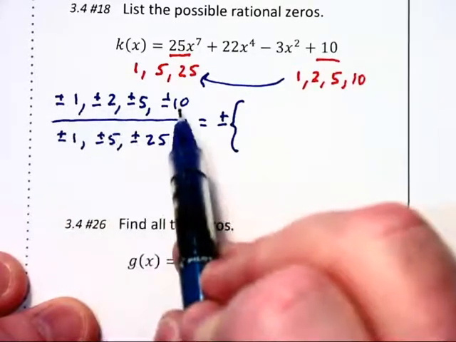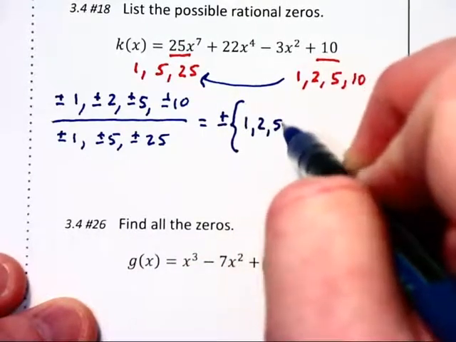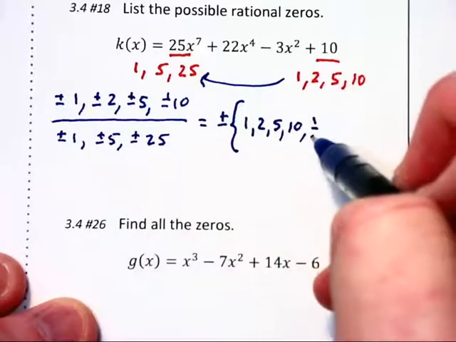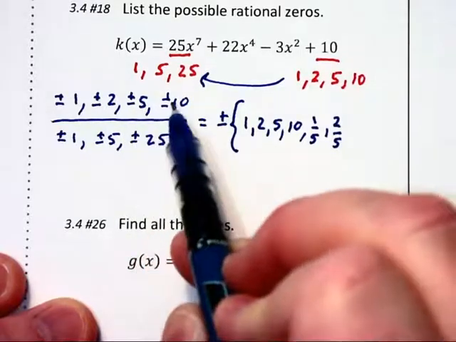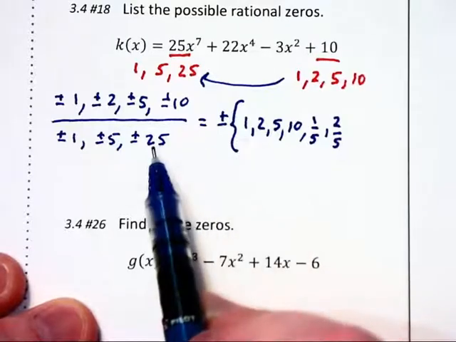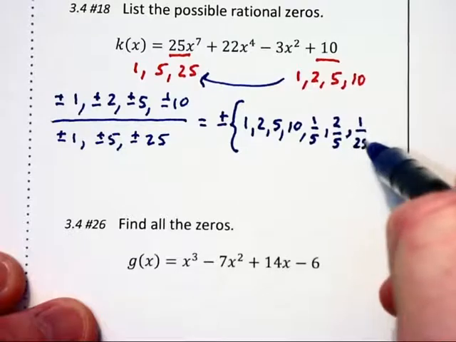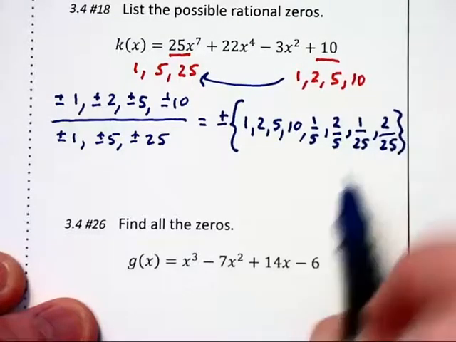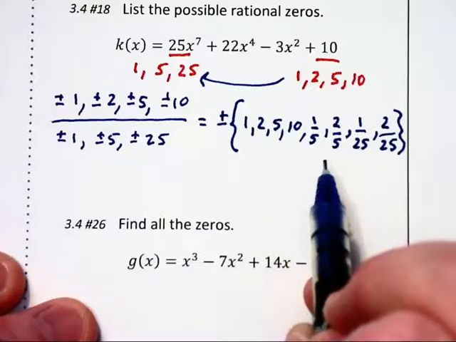Each of these factors in the numerator over 1 gives us 1, 2, 5, and 10. Then each of these over 5: 1/5, 2/5. Now 5/5 and 10/5 are the same as 1 and 2, so I'll skip over them. Then we put each of these over 25, which gives me 1/25 and 2/25. And 5/25 is the same as 1/5, and 10/25 is the same as 2/5.